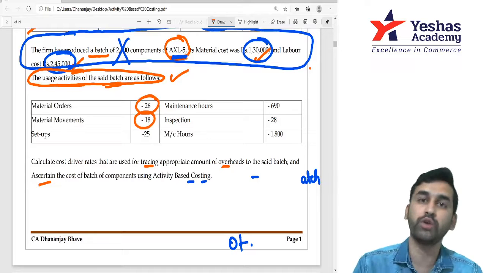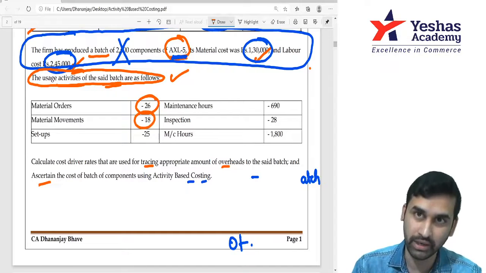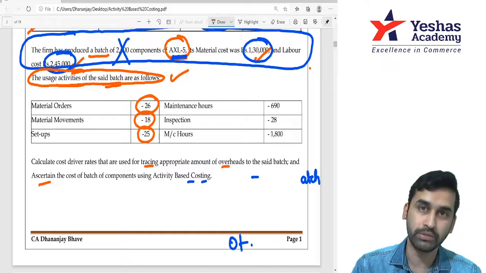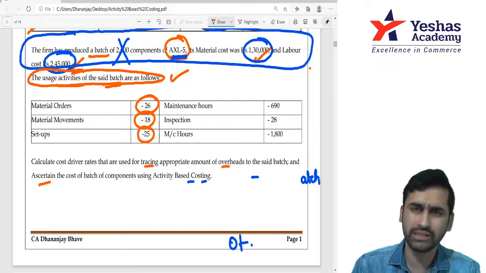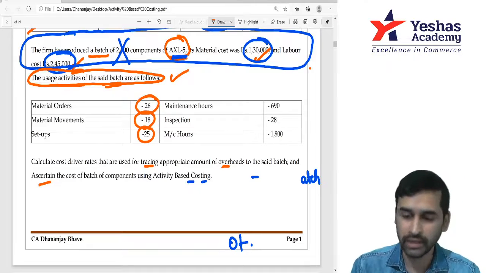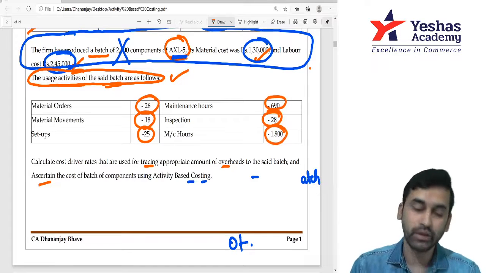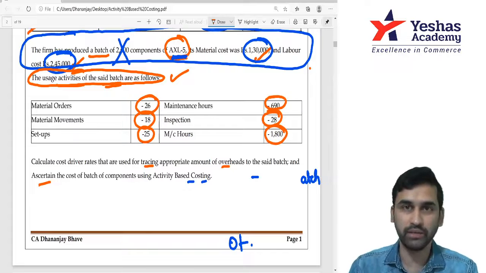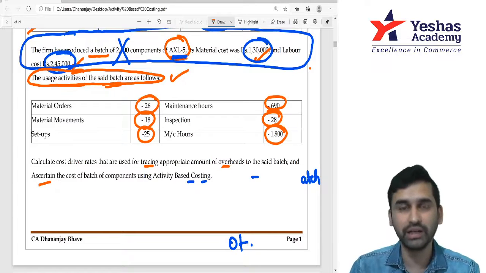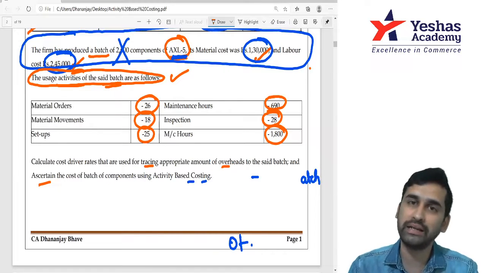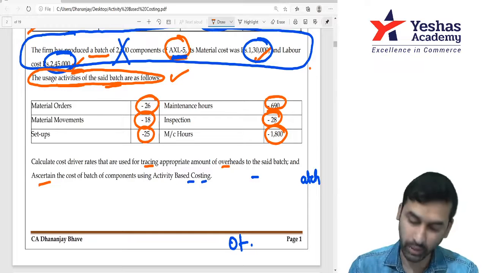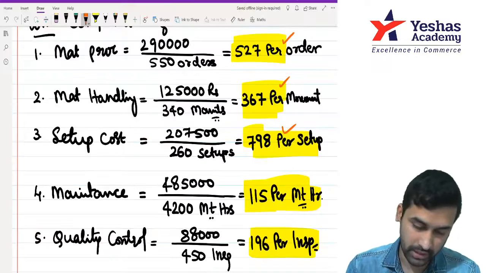Do we know how much is cost per movement? Yes, that is in our working note 1. Then 25 setups. Do we know cost per setup? Yes, that means it is just multiplication. Correct? Like this, all six cost driver volumes are given. You just have to multiply that with the rates that you have calculated in working note 1. Okay? Chalo, let us then start now.